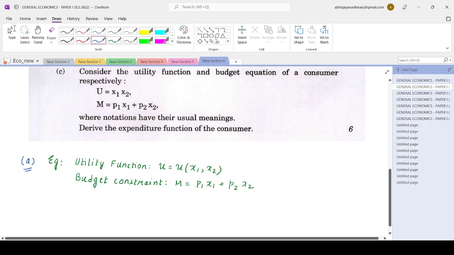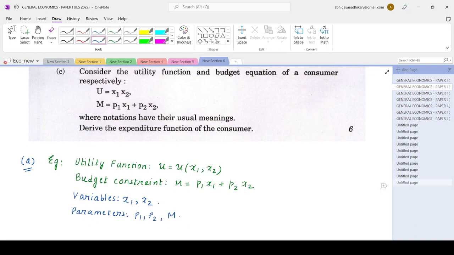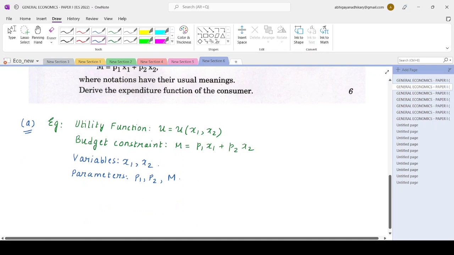Now in this setup, the variables that the consumer chooses are the levels of consumption of the two goods. And what are the parameters that the consumer cannot change at a given point in time? The prices of the two goods, which are market determined, and the money income: P1, P2, and M. So this utility function depends upon the levels of quantities that the consumer will obtain.